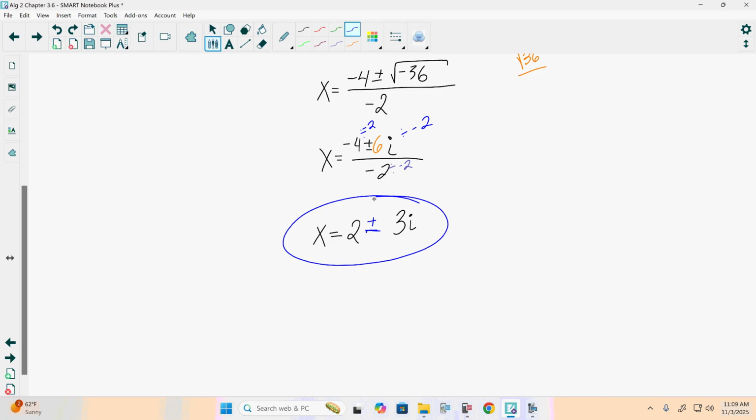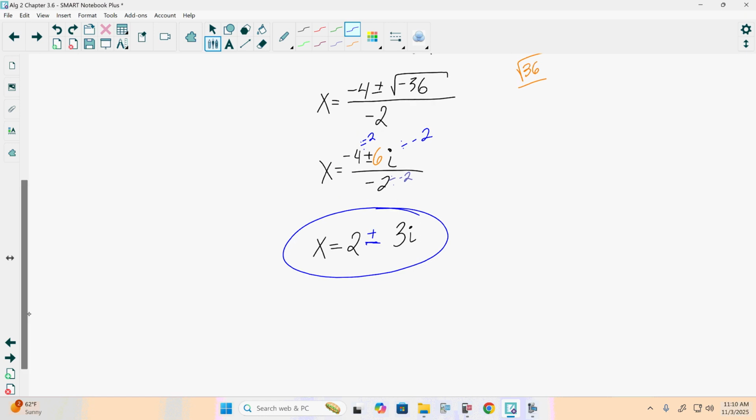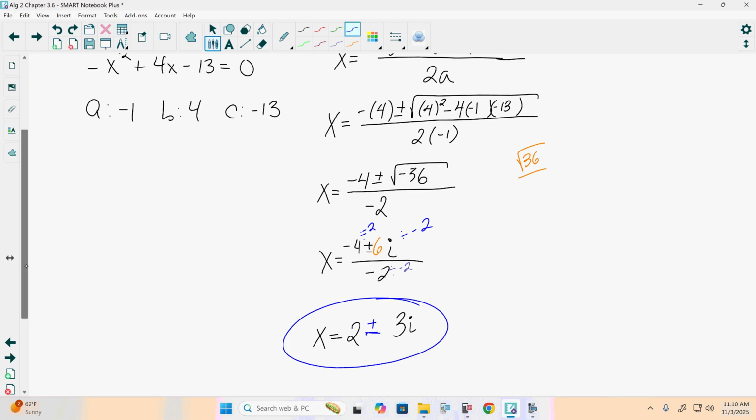So did what's inside the radical being negative really change much on how we do this? No, it just changed kind of the steps or how we approached it with simplifying. But really, if we simplify what's inside the radical first, then take the square root of it, it actually flows quite well. Any questions on this here?